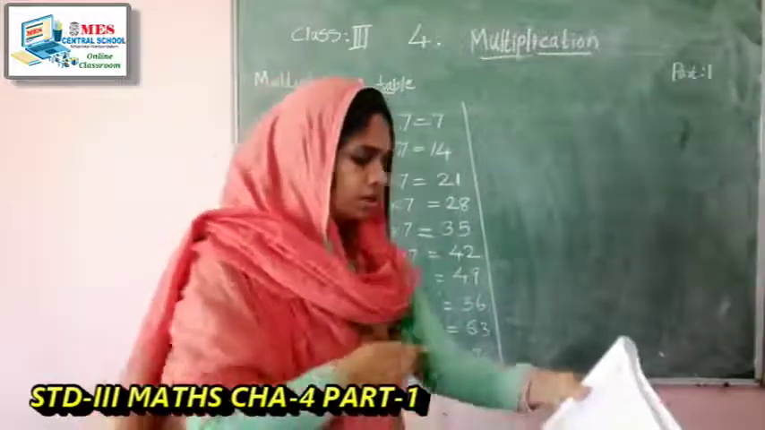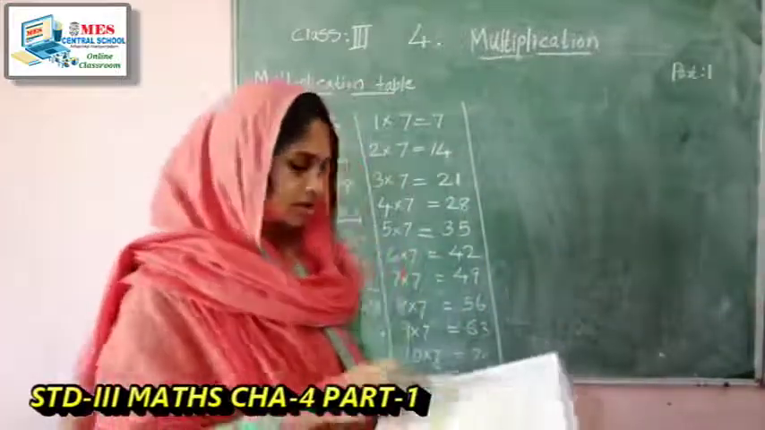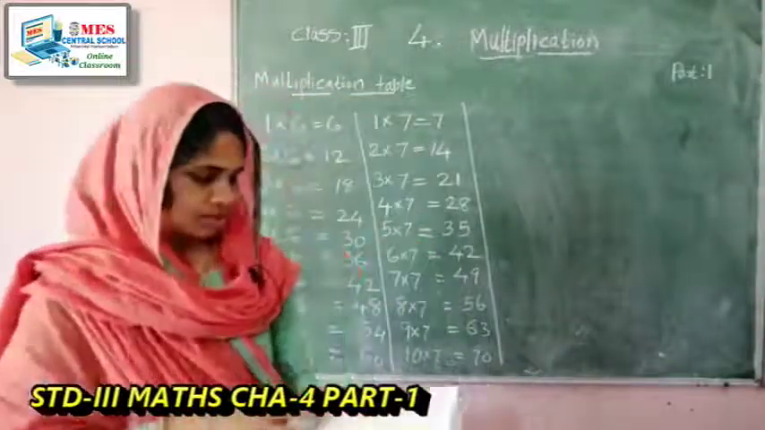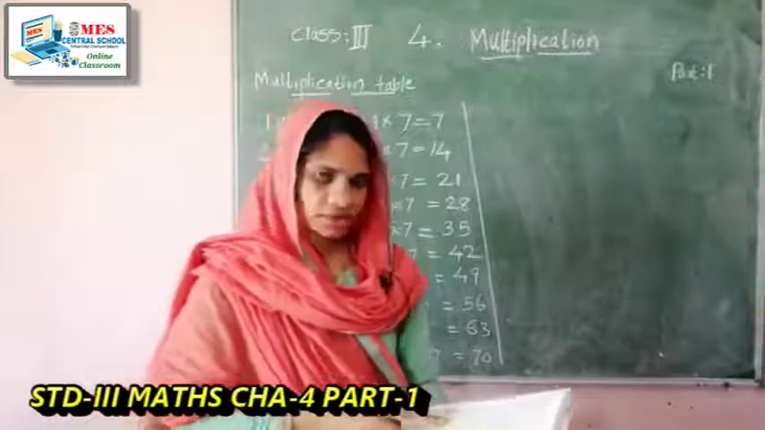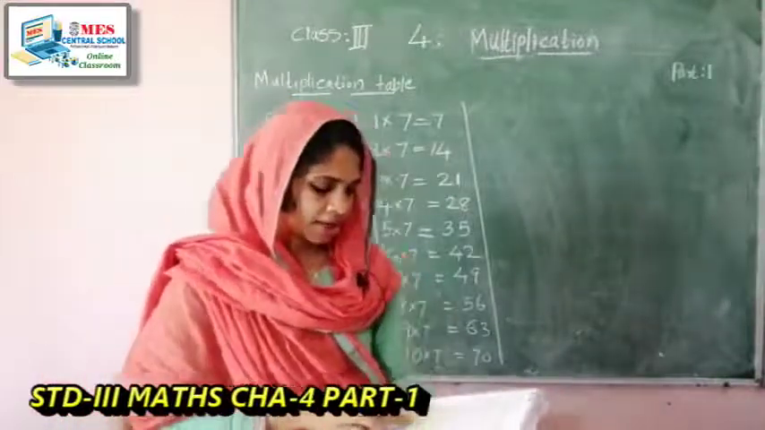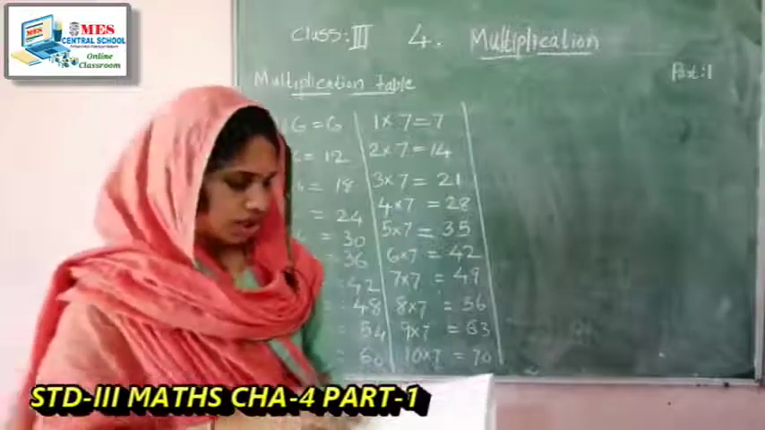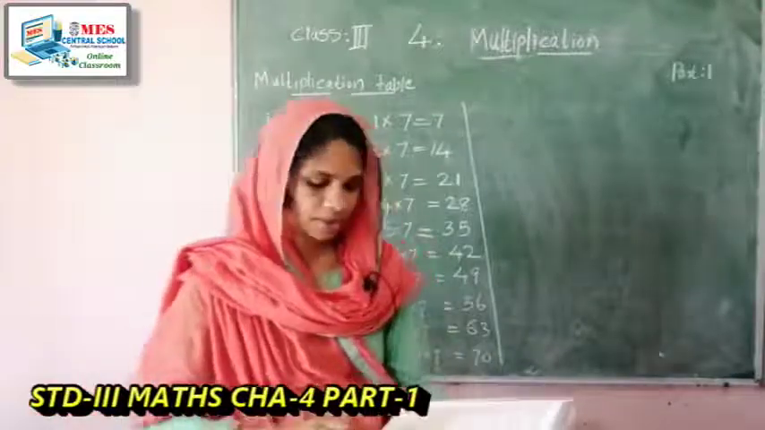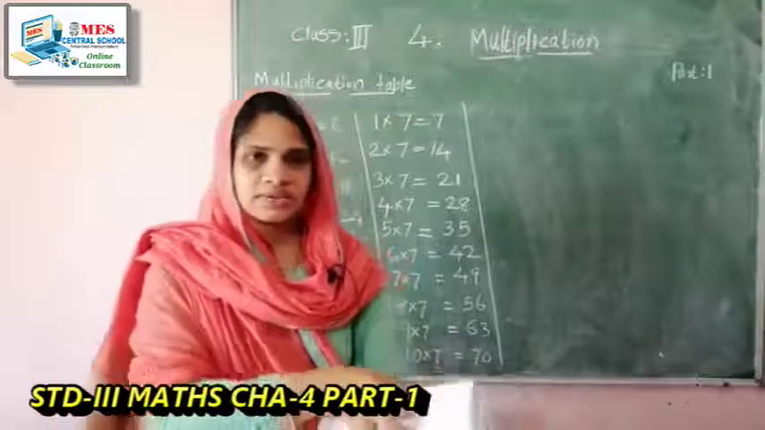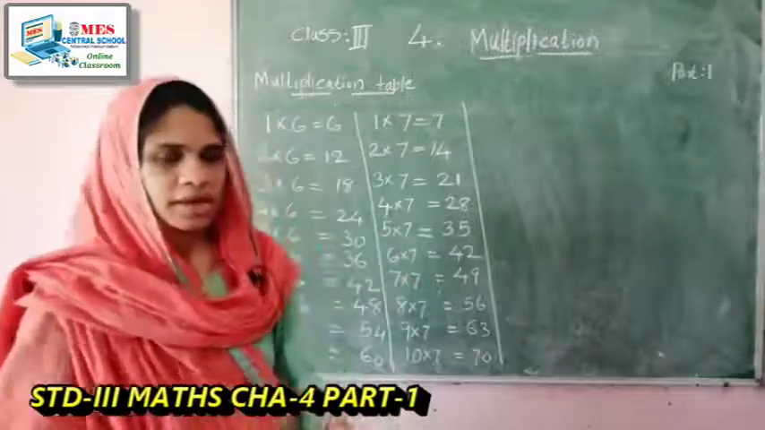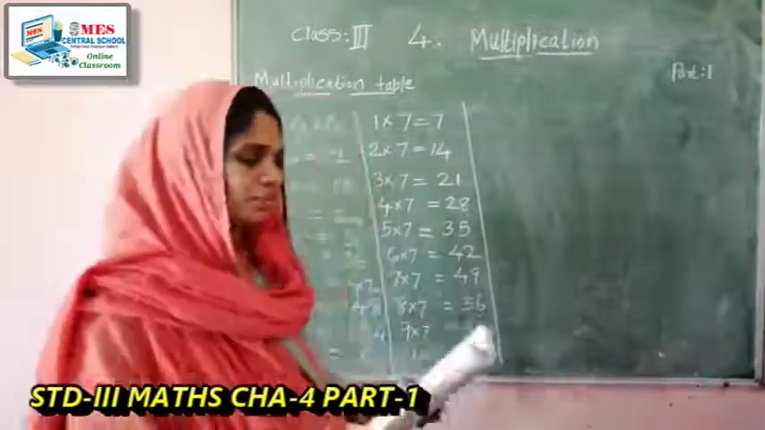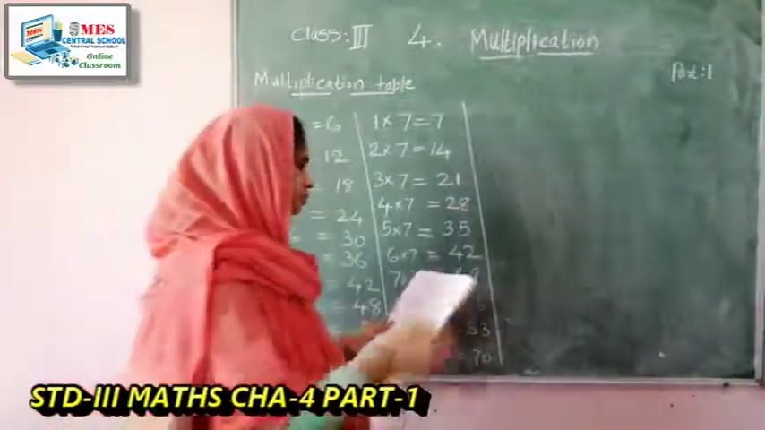Based on table 6 and 7, there are some checkpoint questions. Try these. 5 6 30, 4 7 28, 3 5 15, 9 7 63, 8 6 48. Similarly, complete all the checkpoint questions in page number 61. Take the next page, that is table of 8, multiplying by 8.